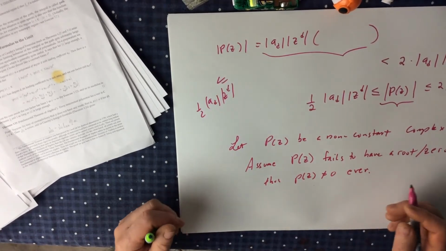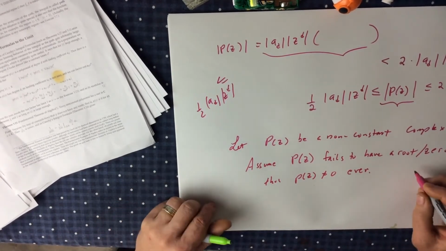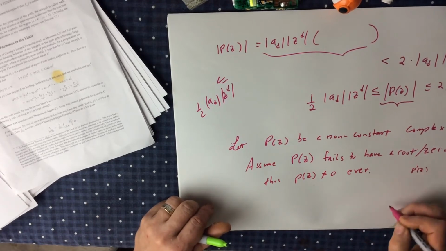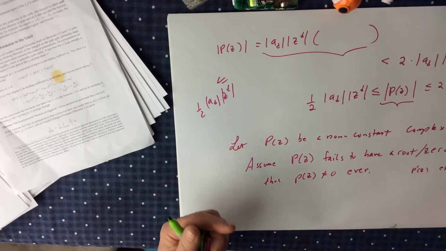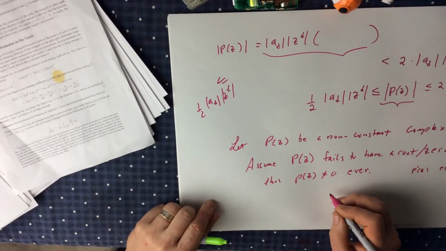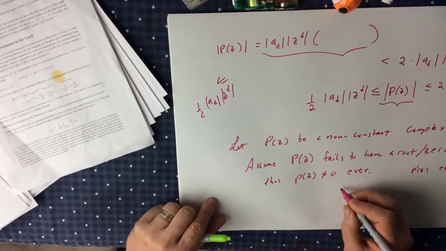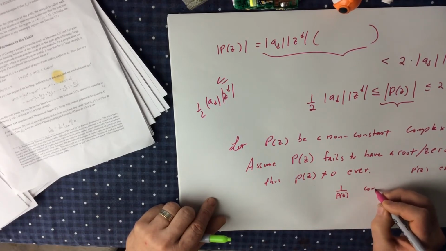Well, I am now going to observe that I know how to take the derivative of P of z. It exists. And since P of z is never 0, I can look at this function. This is a complex function.